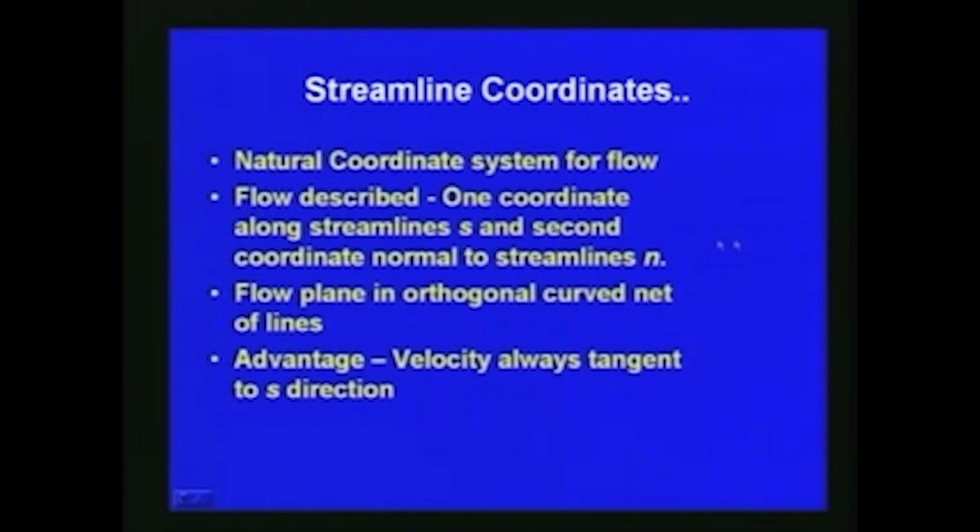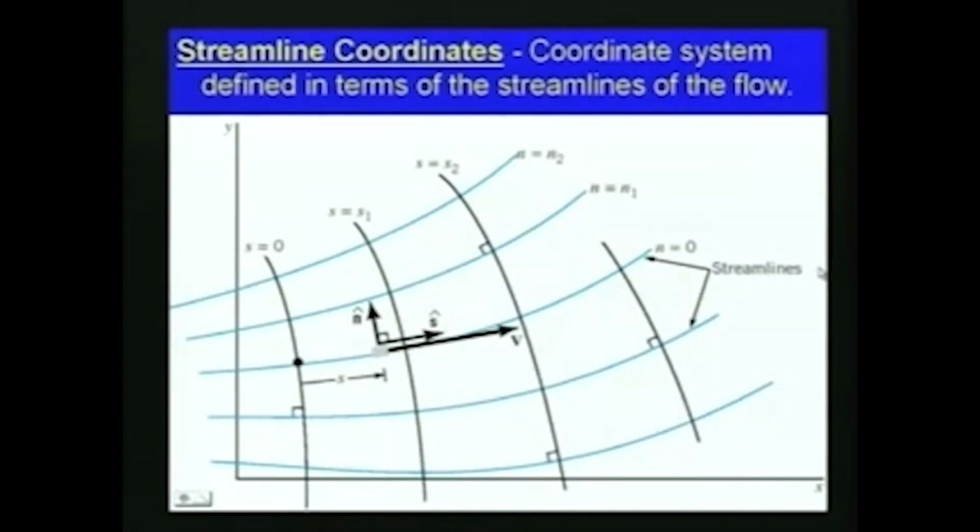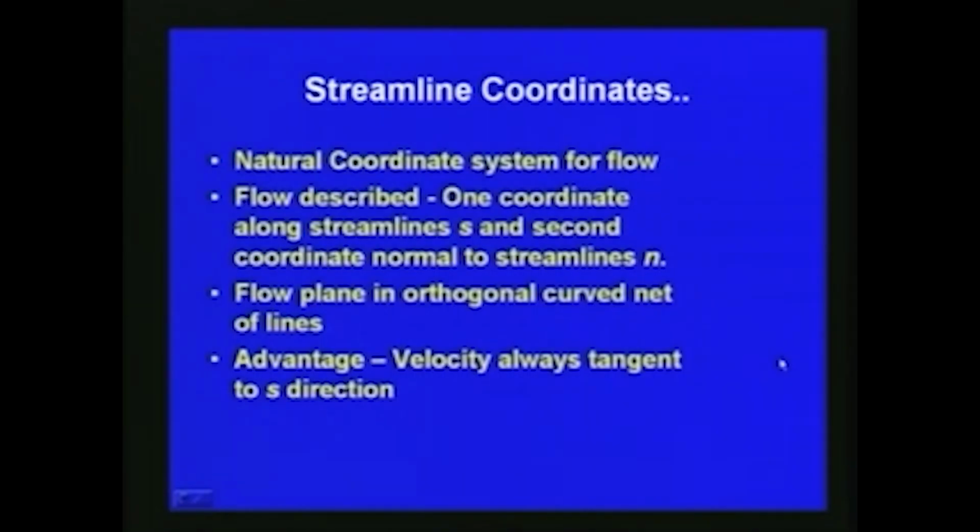So as described, there are normal lines and a streamline. S here is, as in the previous figure, the streamline, and these normal lines are also drawn. So with respect to this, the flow is described along the streamline, S, and the second coordinate is normal to the streamline, N.